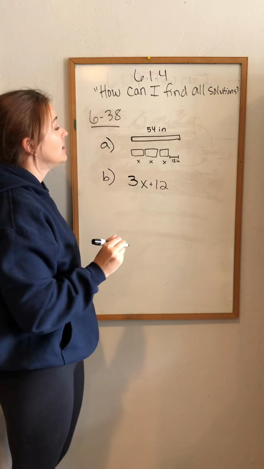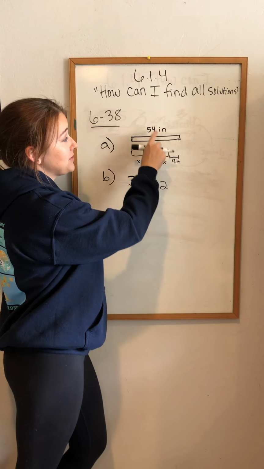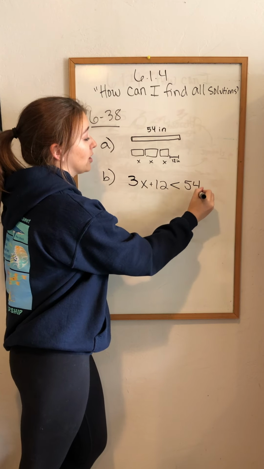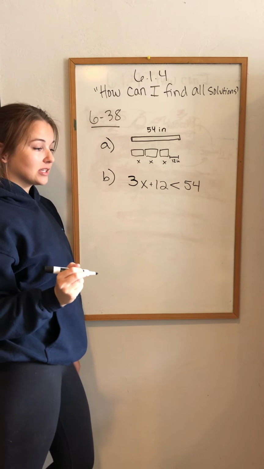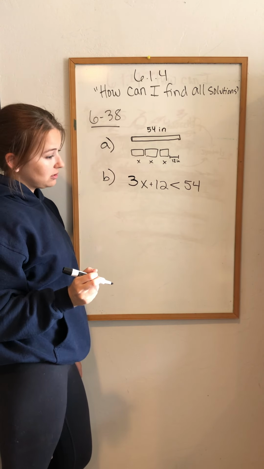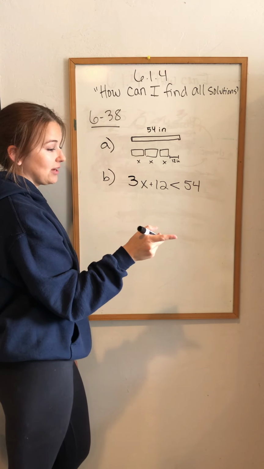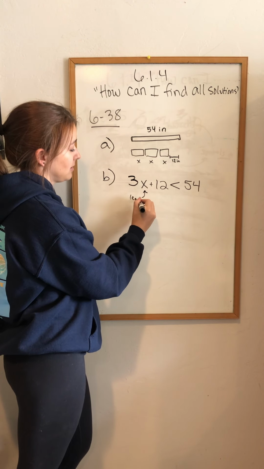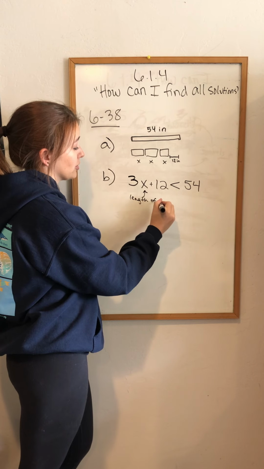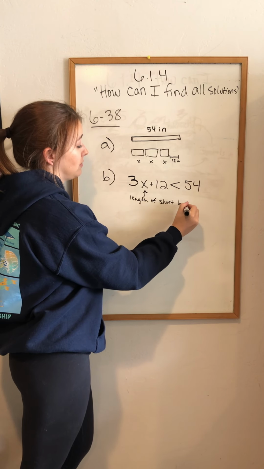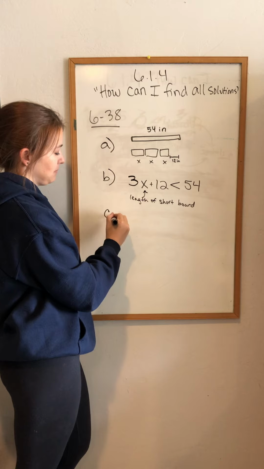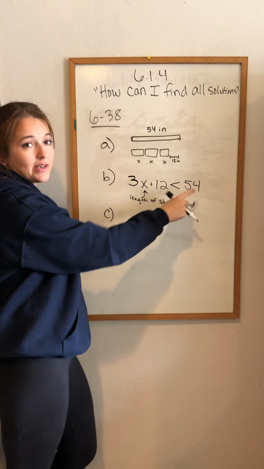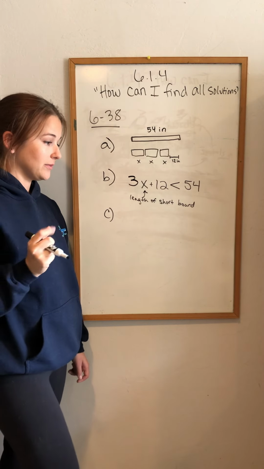And then we know that it's less than 54 inches. So I'm going to write my less than symbol with the number 54. Okay, that is going to be what our part B is. And it does say to state what your variable represents. So our variable here represents the length of a short board. Okay, so 3 short boards plus 12 is still less than 54 inches.